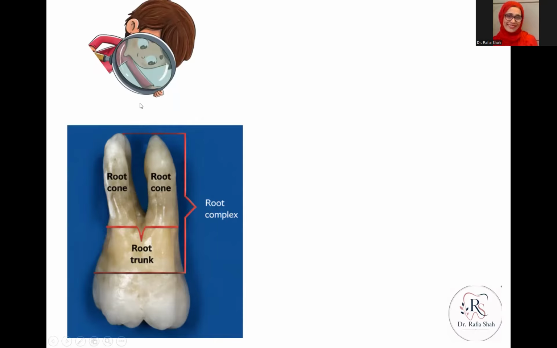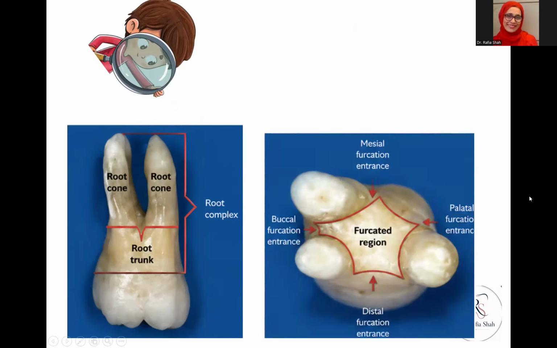Now if I see this root complex from above, exactly from this point, how will it be? It will be like this. One root, another root. These are two buccal roots, mesiobuccal and distobuccal, and this is the palatal root. If I see exactly this furcation region, this root is indicated here, this root is here, and this root is here. Now we are looking from the top.